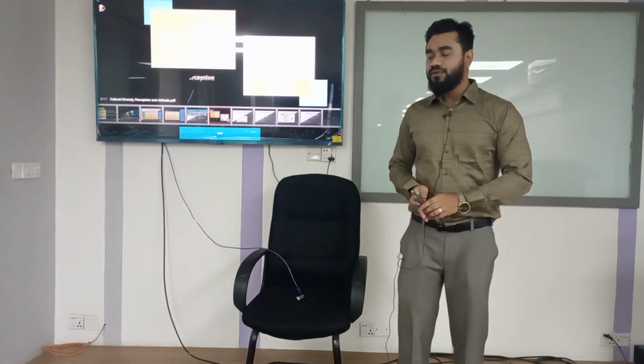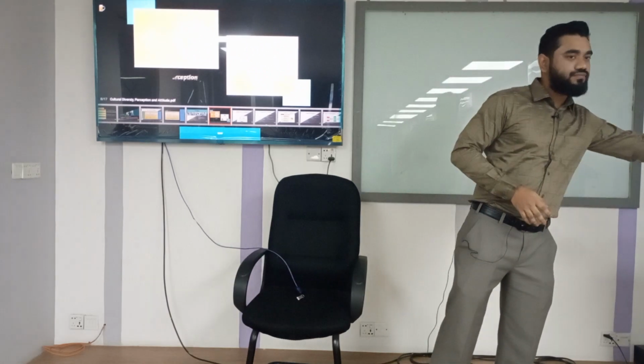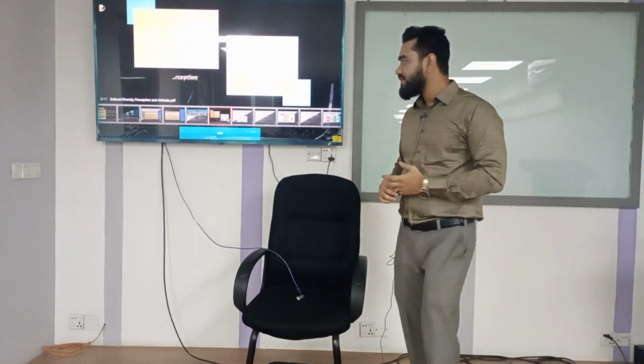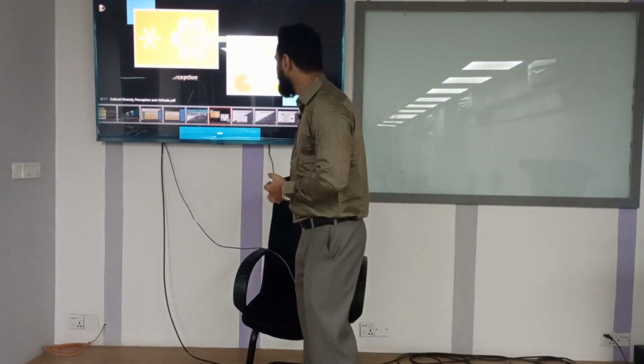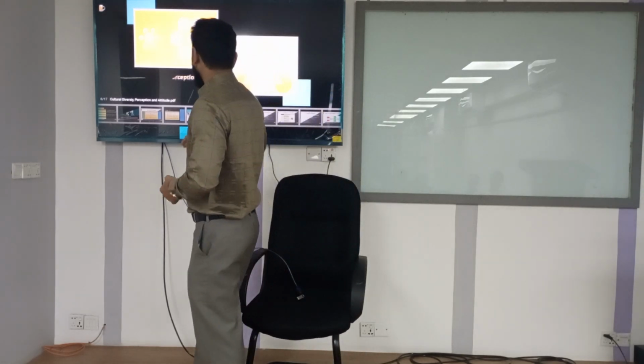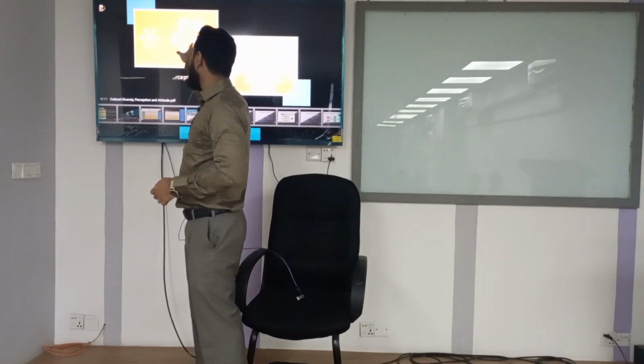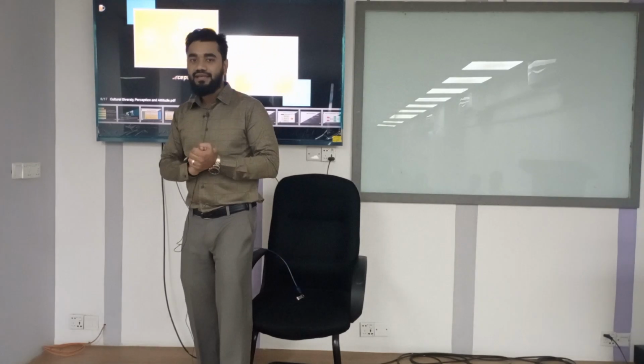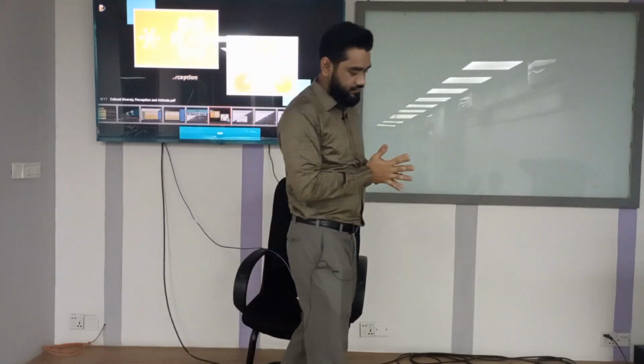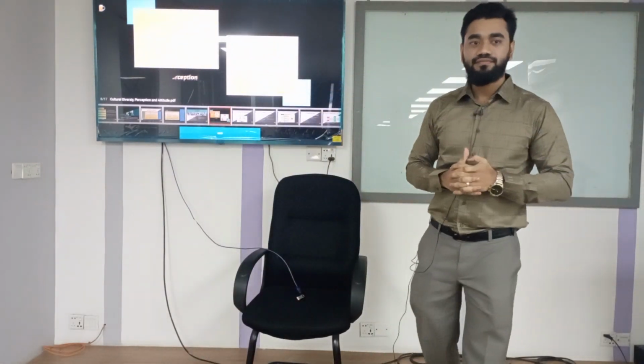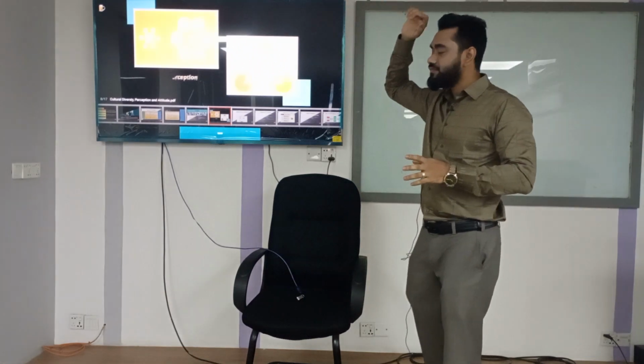Let me give you an example of visual perception. So visually, can you tell me which circle, the center circle, is bigger and which one is smaller? The center one.